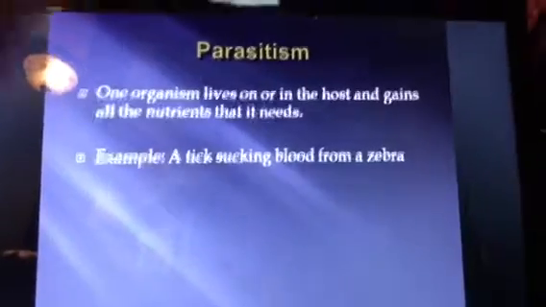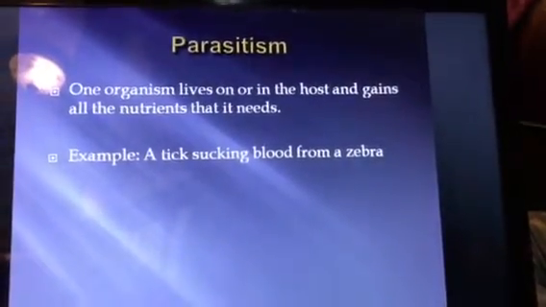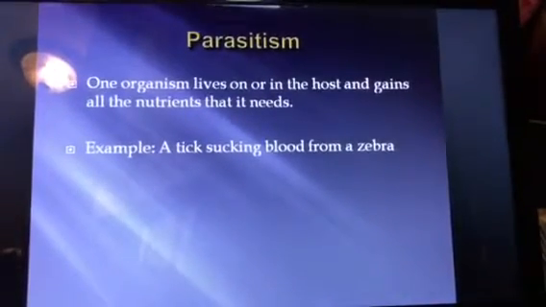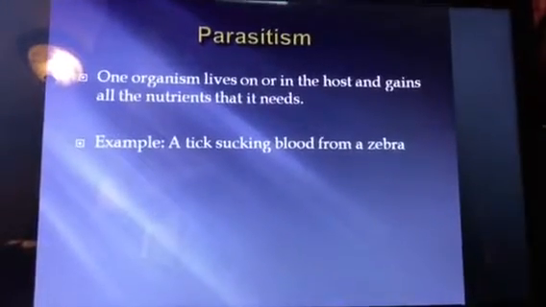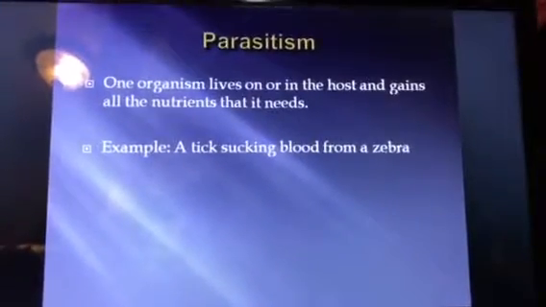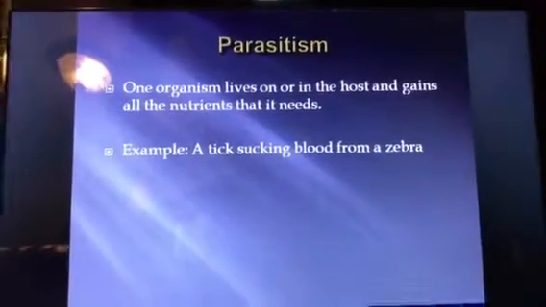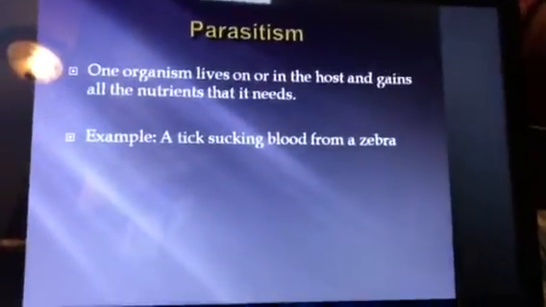Another type of relationship between two organisms would be parasitism. And this is more one-sided. This is where one organism lives on the host and gains all the nutrients it needs. And this would be kind of like a tick on a zebra. And we have ticks here in West Virginia, so that's nothing new to us.